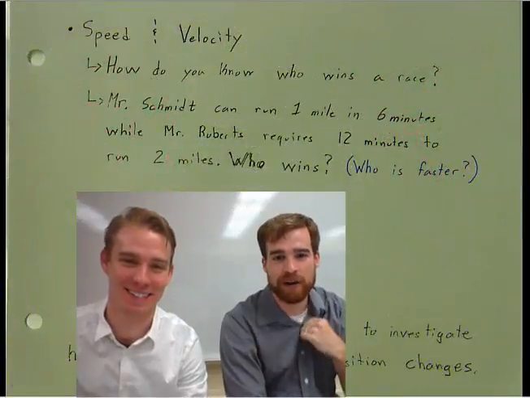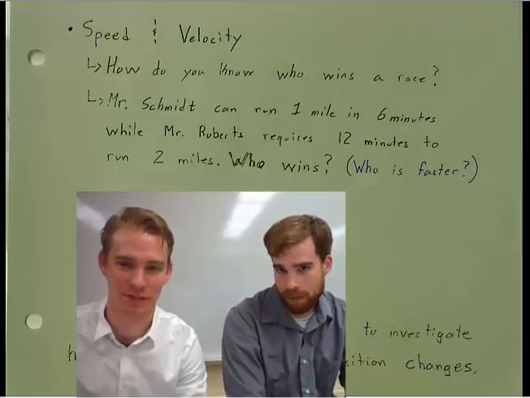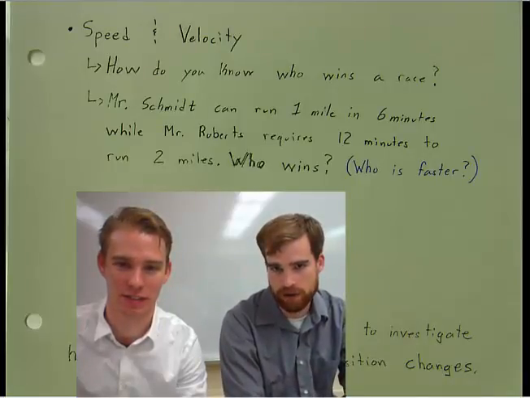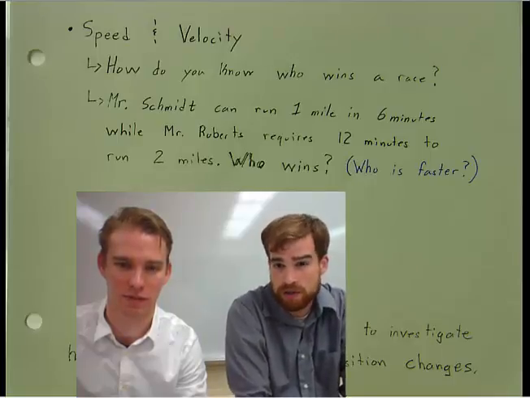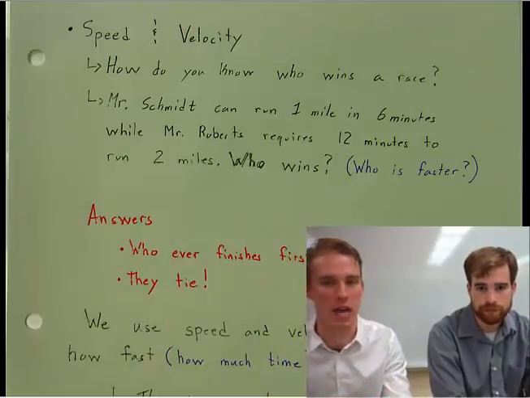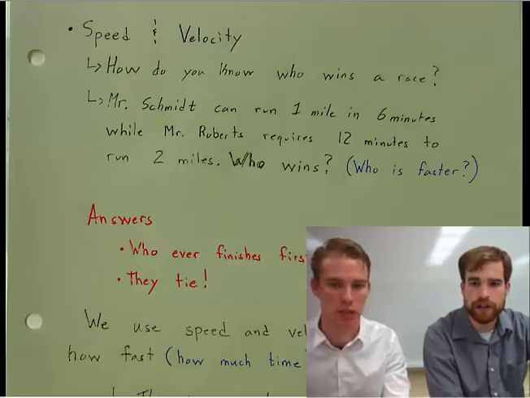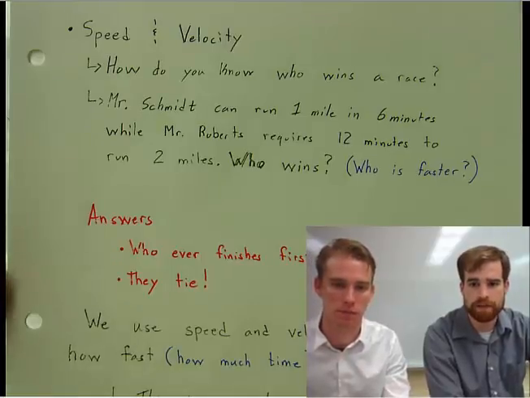So what we have is a problem where we're both running in a race. I'm going to run 1 mile in 6 minutes, and Mr. Roberts is going to run 2 miles in 12 minutes. Who wins? Who's faster? The answer is we have the exact same speed. We're just as fast. We both can run 1 mile in 6 minutes. So that's the question of the difference between speed and velocity.